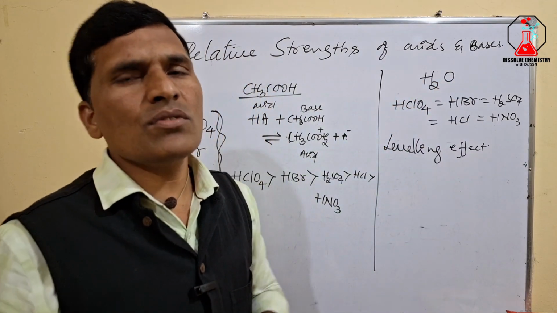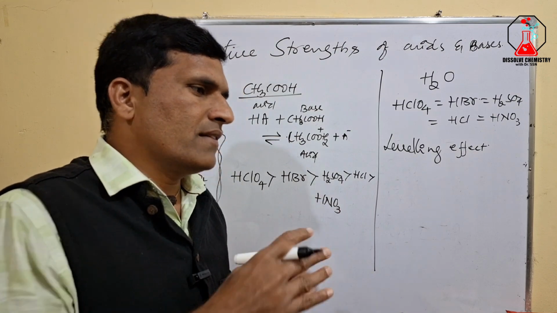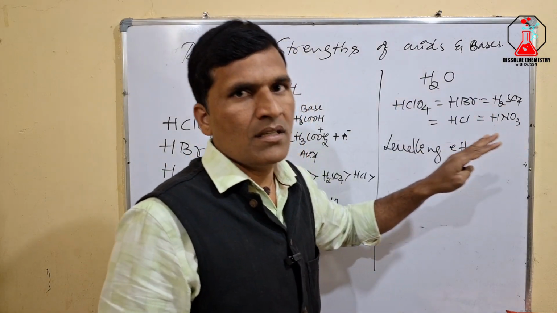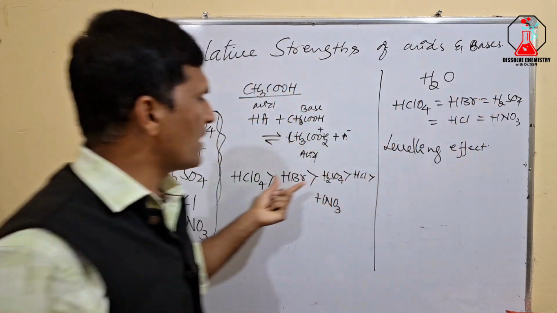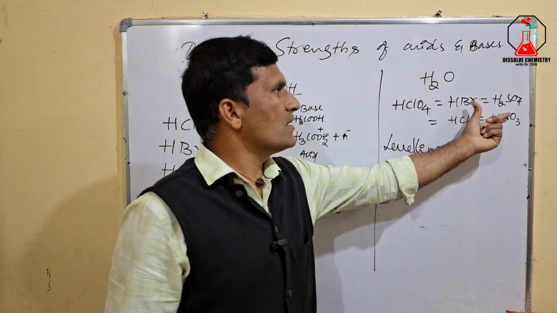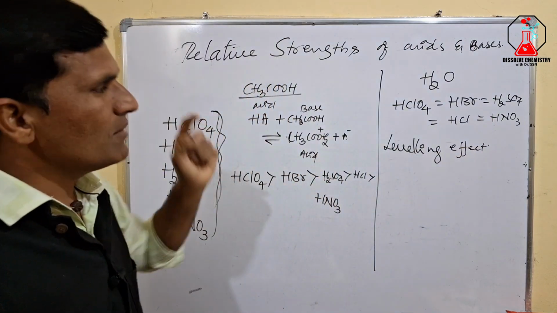Further, a weak acid like acetic acid in water again ionizes to a small extent only, and weak acids like formic acid and acetic acid we can differentiate from these strong acids. But all these acids which have different strengths in acetic acid show the same strength in water, that you should remember.